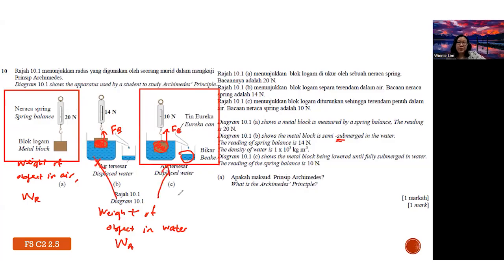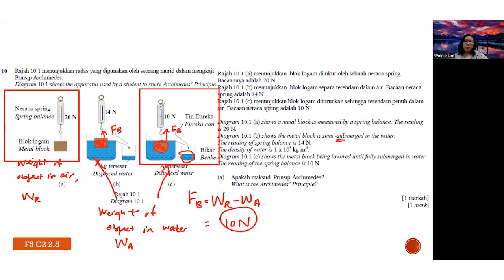WA. So why do you feel lighter? Because it's acted on by the buoyant force. So this buoyant force can also be calculated using the real weight minus apparent weight idea. Therefore the buoyant force is 10 Newton for this case C. So when you calculate it, you get 10 Newton, right?